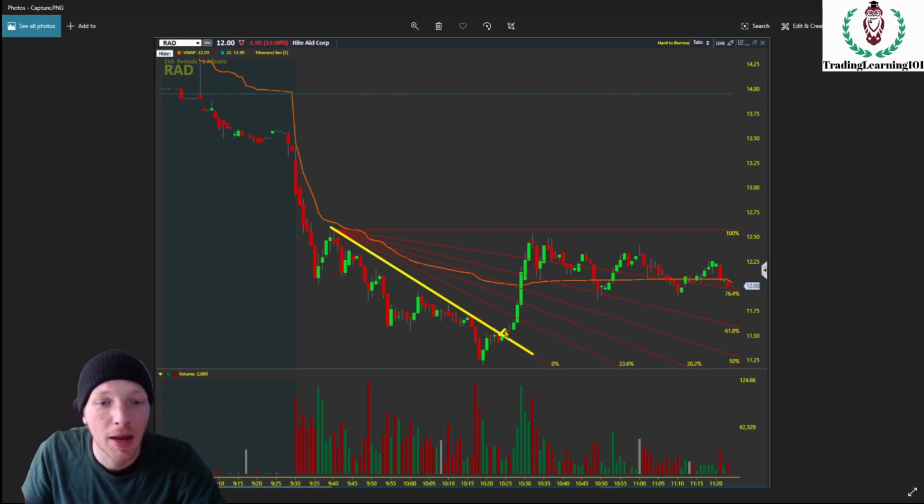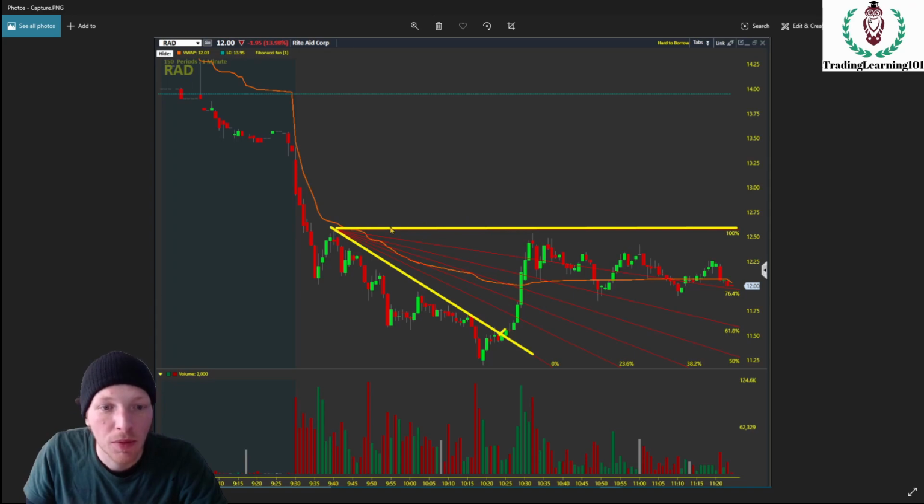And with this example, we're looking at RAD on a 1-minute time frame. We connected all the lower highs as it made its way down from 12.50 all the way down to 11.25. We connected the lower highs, stock came up, crossed right through that 0 line, and surged all the way up to that 100% line where we drew it from. That could have been a nice little play right there.